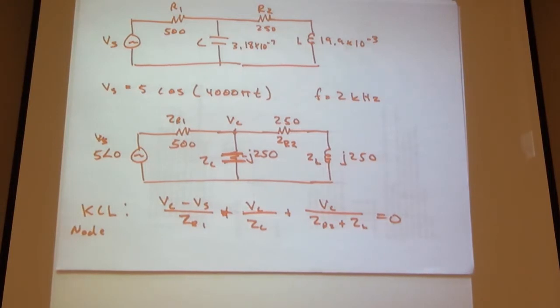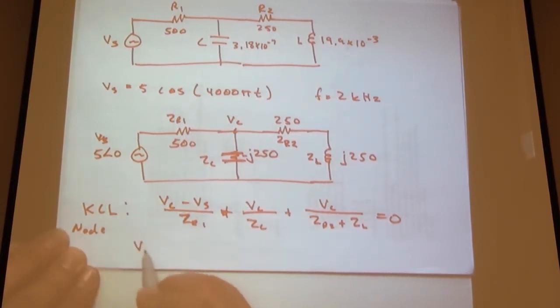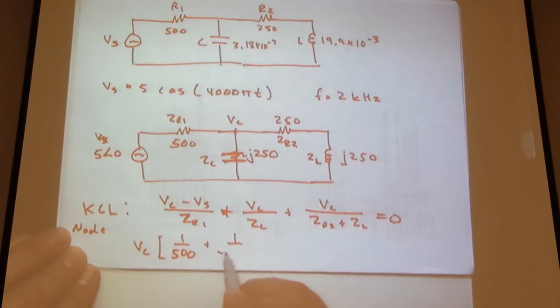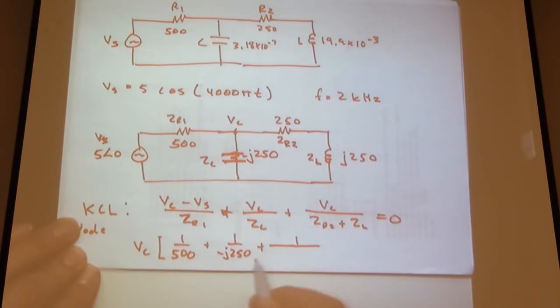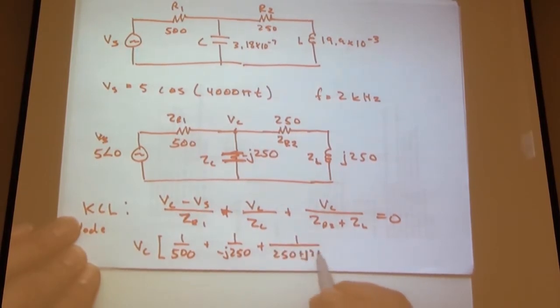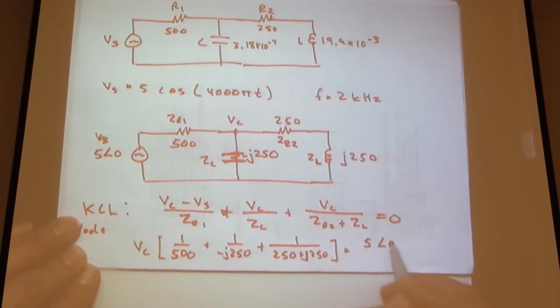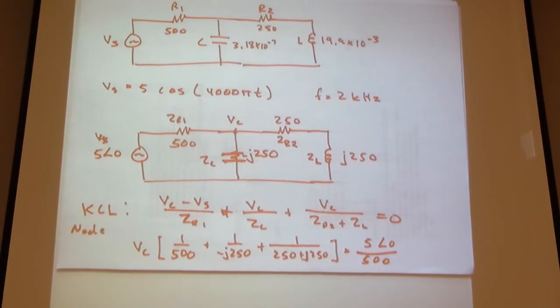We want to calculate something along the lines of VC times 1 over 500 plus 1 over minus J250 plus 1 over 250 plus J250, equals 5 angle 0, or 5, all over 500. Complex number, plug it in your calculator.